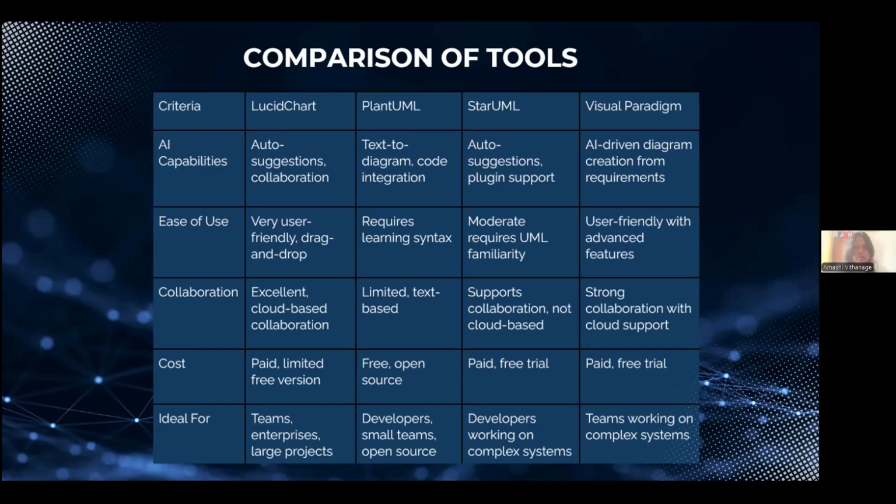On cost, PlantUML is free and open source. The others are paid tools with free trials available. As for ideal use cases, Lucidchart and Visual Paradigm are best for teams handling large projects. PlantUML works well for small teams and developers, and StarUML is suited for creating detailed diagrams for complex systems.